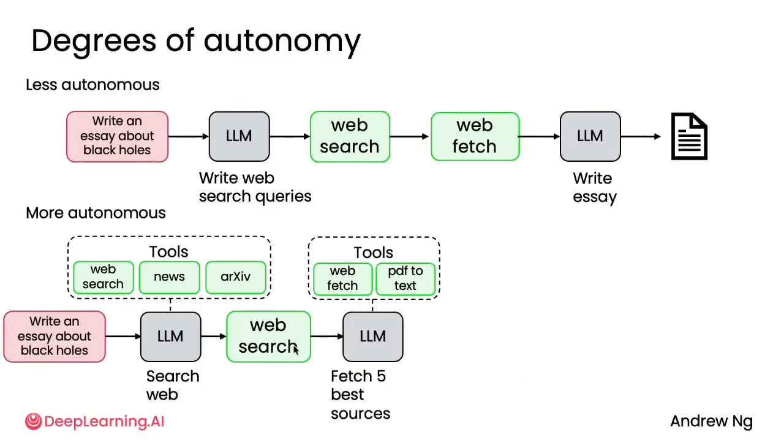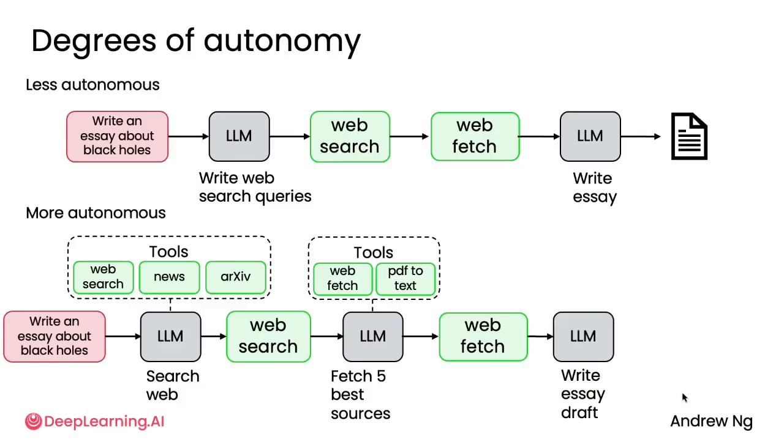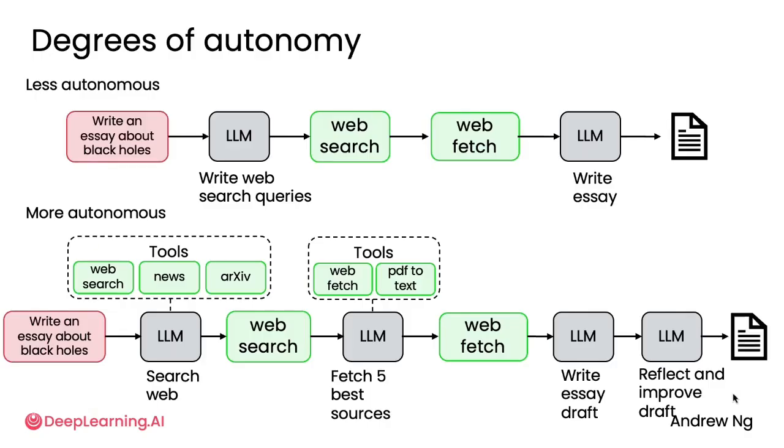And then after that, you may let the LLM decide how many web pages it wants to fetch, or if it fetched a PDF, does it need to call a function or also call a tool to convert the PDF to text. And in this case, maybe it fetches its top few web pages, then it can write an essay, decide whether or not to reflect and improve, and maybe even go back to fetch more web pages and then finally produce an output.